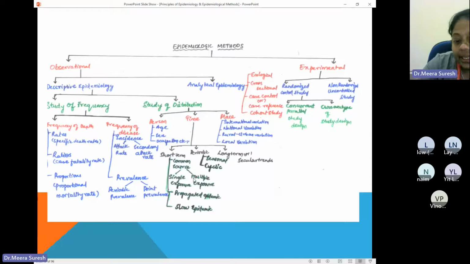There will be single exposure, and multiple exposure means the source will be the same, but there will be repeated exposure. And we saw that a contaminated well, river, etc. can be an example for that. Then propagated epidemic is for man-to-man propagation or a disease that is spread by some vectors. So that comes under the propagated epidemic.